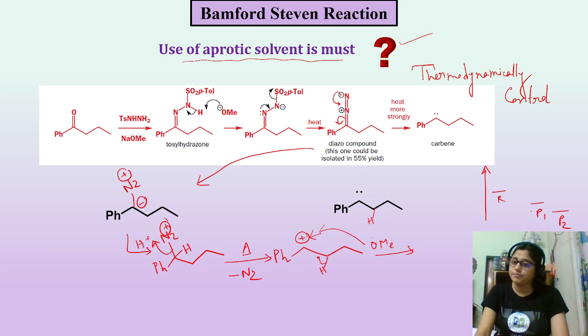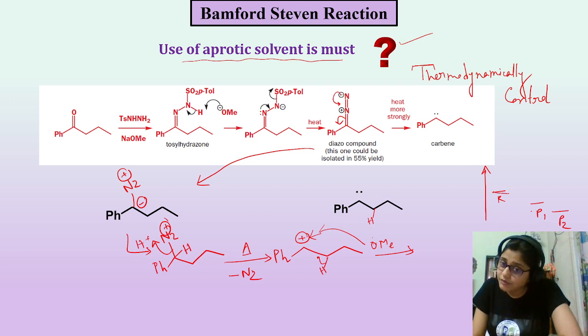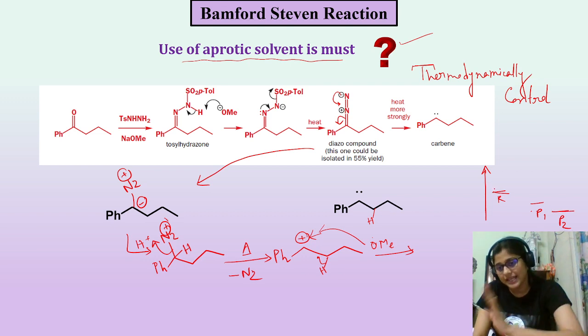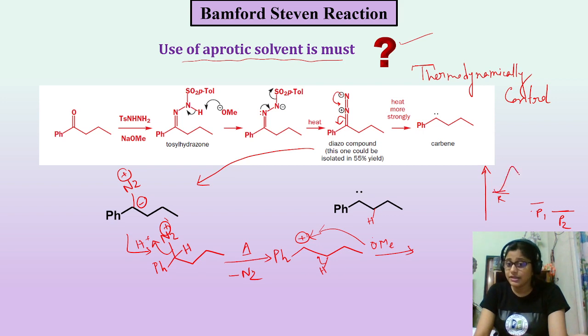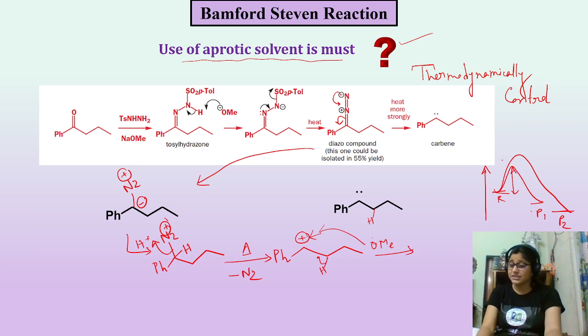P2 will be more. Okay, but when P1 is possible, we know that stability we want, right? But another important thing is the activation energy. Of course, here it is this, and the other one will have high activation energy. So where the activation energy is less, that reaction will be faster.